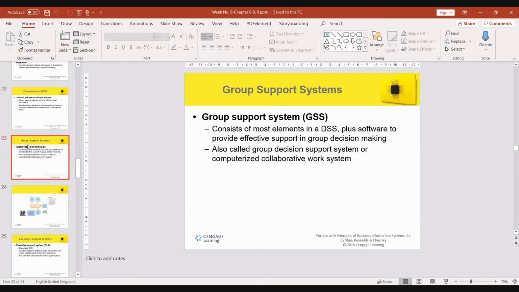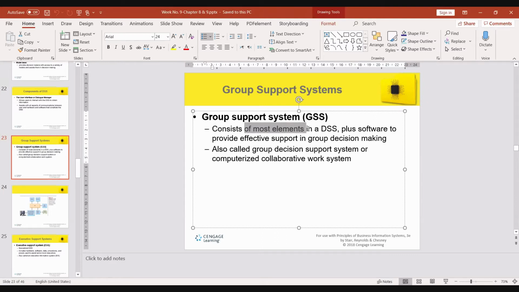Okay. So we have another system now, the group support system. It consists of most elements in DSS. It's just the same as DSS, plus software to provide effective support in group decision making. Also called group decision support system or computerized collaborative work system. So this system is just for the group.